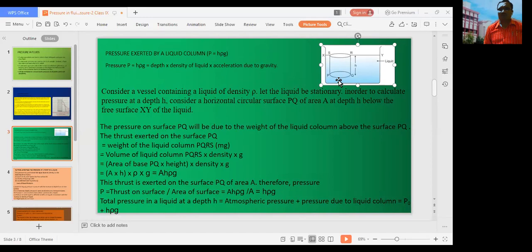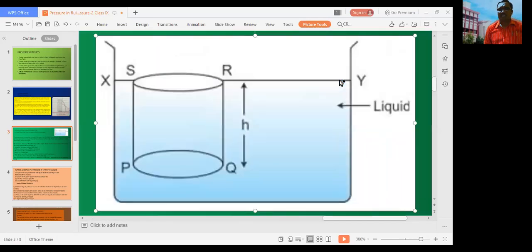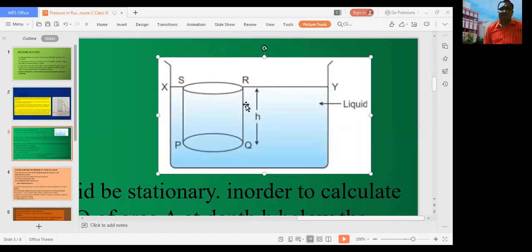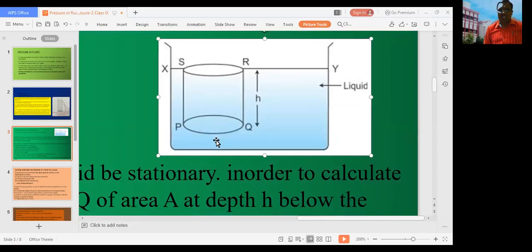The pressure on surface PQ will be due to the weight of the liquid column above the surface, that is, the thrust exerted on surface PQ. Let us see this diagram. Here there is a cylinder kept in a trough containing liquid. This is height h, and PQ is the surface. The surface area is A and the depth is h.